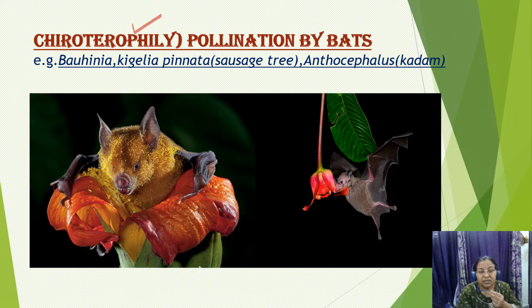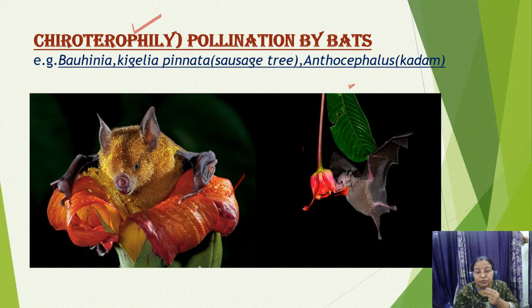Chiropterophily is the pollination by bats. Chiroptera is the group of bats. So the flowers should be very large and colorful, because these bats are also visiting these flowers for nectar, and the flower must have a large corolla so that bats can easily come and insert their beaks in this corolla.